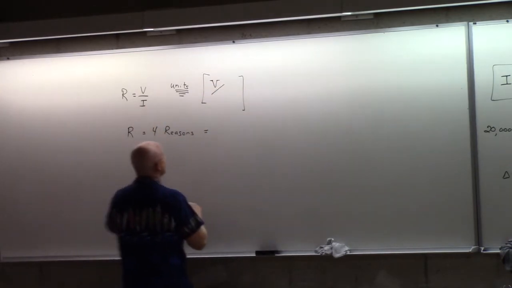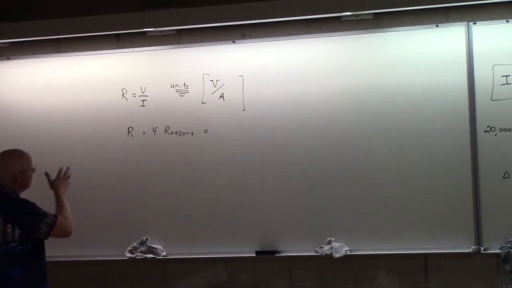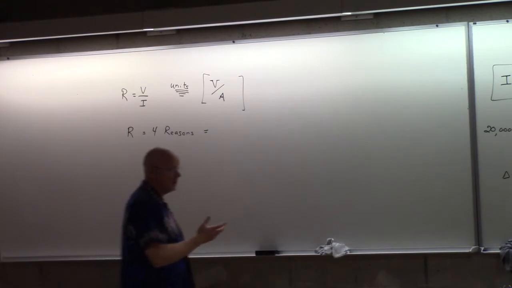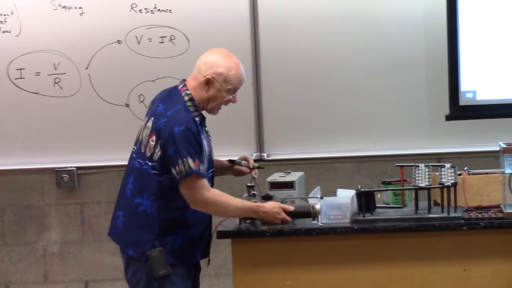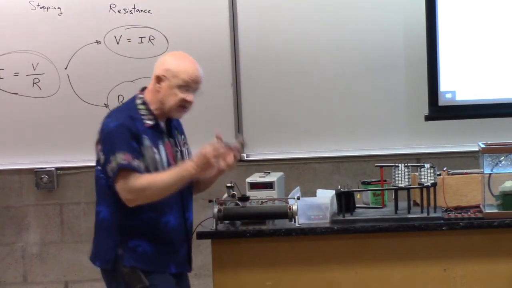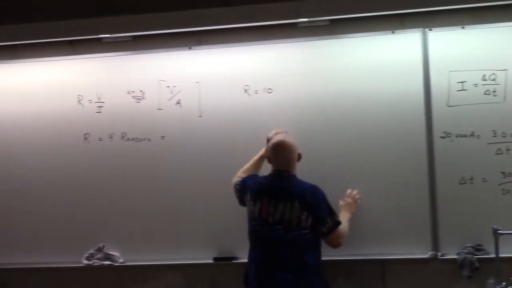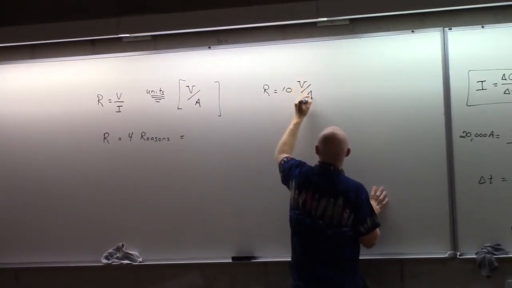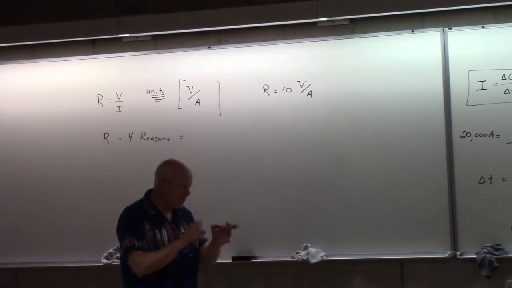And this would be in amps. So if I were to say the resistance is, say, and let me just grab one of these resistors. Here's a really big one so that we can kind of see it and talk about it here in class. This has a resistance and it says the resistance is 10. And so I would say, okay, the resistance is 10, and then the units would be volts over amp. Now, what does that actually mean?